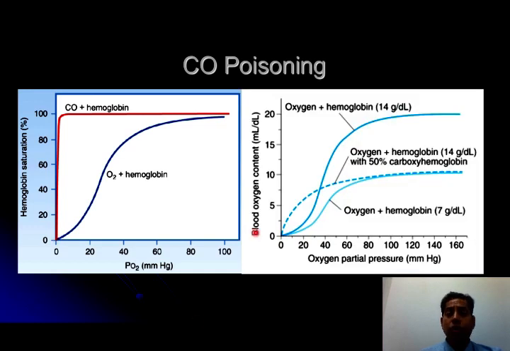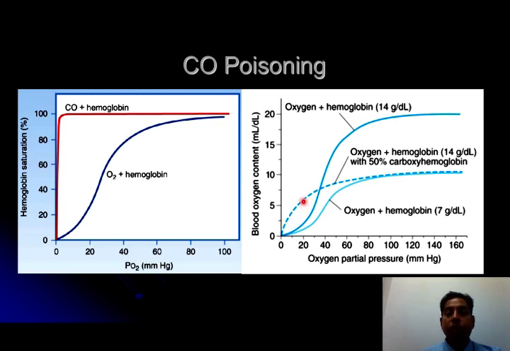So what it does to the oxygen dissociation curve is, this is your normal oxygen dissociation curve at a hemoglobin concentration of 14 grams per deciliter, which is the normal concentration. Now, if there is a fall in the amount of hemoglobin to 50%, this is what occurs. So the concentration of oxygen is decreased. But if you have a simultaneous addition of carboxyhemoglobin, then you find that the curve shifts to the left and dissociation becomes very, very difficult.